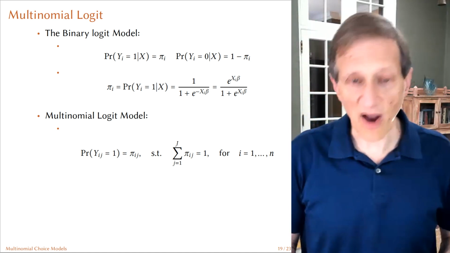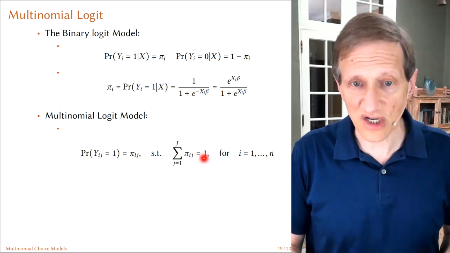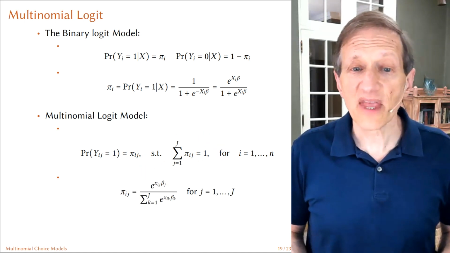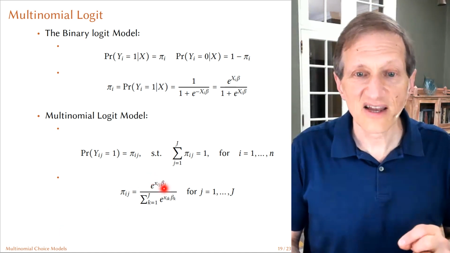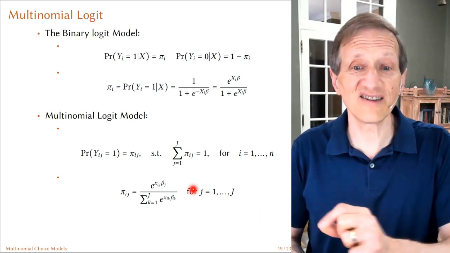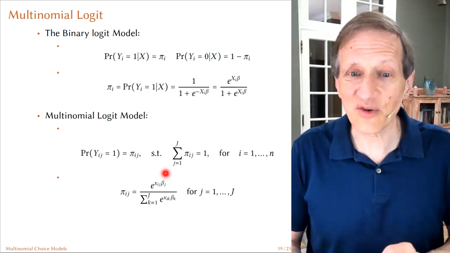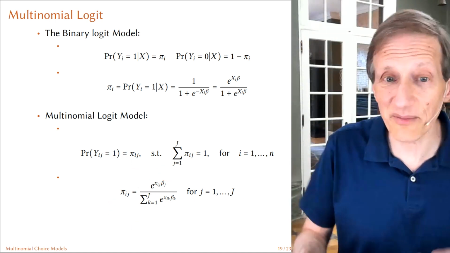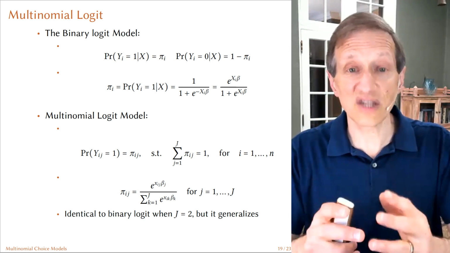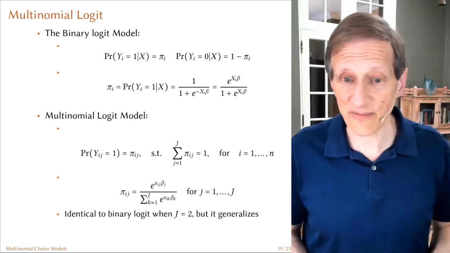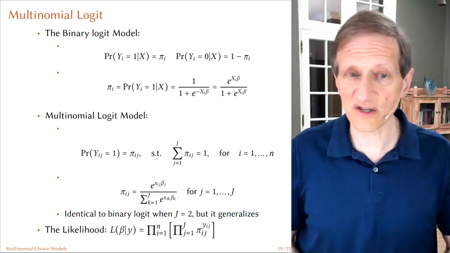So the probability of y_ij equaling 1 is pi_ij, such that it falls on a simplex. And then pi_ij is equal to e to the x_j beta divided by the sum of all the other e to the x_k beta_k's, right? So the sum of all of them, this is the one for your choice. So the math is a little bit different. It is, however, identical to binary logit when J is equal to 2, right? Because it's exactly the same thing. So it's a direct generalization. The likelihood is a very simple direct generalization of binary logit.